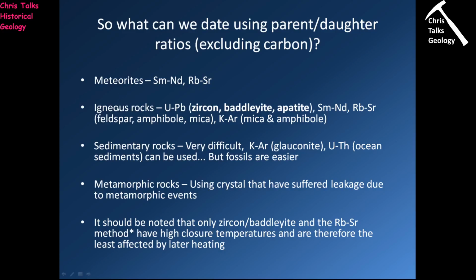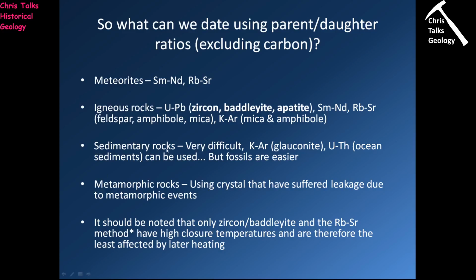In terms of igneous rocks, now igneous rocks are the main type of rock which is actually dated. Because it just so happens they tend to have quite a lot of zircon in them, for instance. Igneous rocks can be dated by uranium-lead dating, samarium-neodymium, rubidium-strontium, or even potassium-argon. So there's loads of ways you can date igneous rocks. The most common way is uranium-lead dating, simply because zircon is so common.